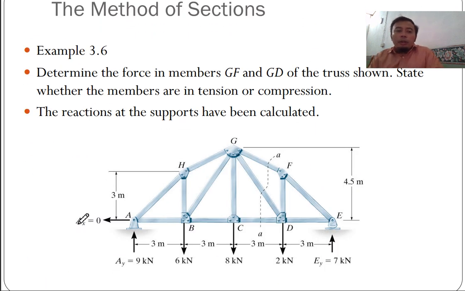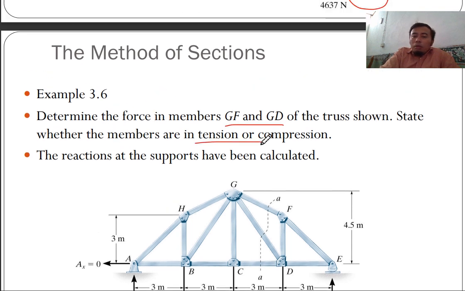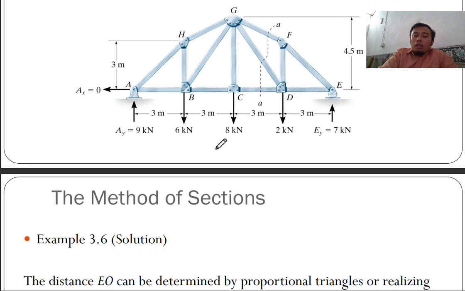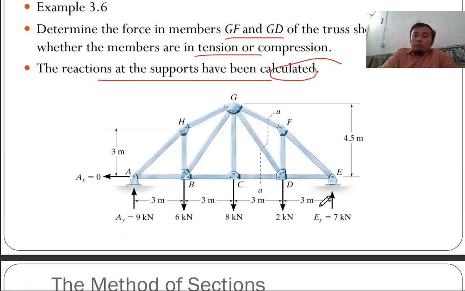Okay, another example, example 3.6, determine the force in members GF and GD of the truss shown. State whether the members are in tension or compression. Usually the question will come like this. You need to know the value and you need to know the state of the members, tension or compression. And the ratio at some point we calculated. This is rare. Usually in the exam you need to calculate yourself, doing the free body diagram of the whole structure.